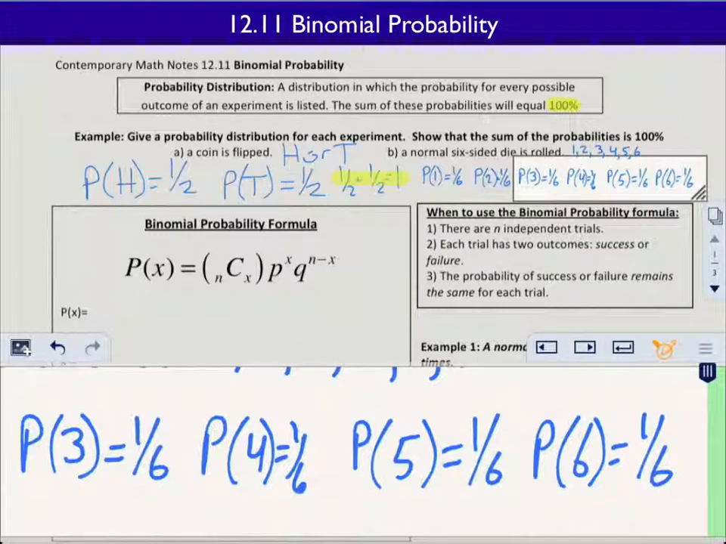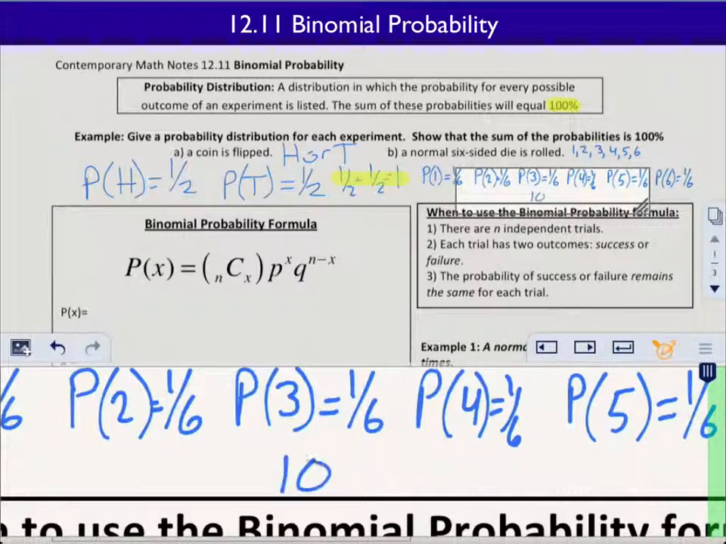Alright, so there's our probability distribution, and if you notice, when we add all of these up, they do add up to be 100%. Okay, because we have six 1/6s, and that's 100%.